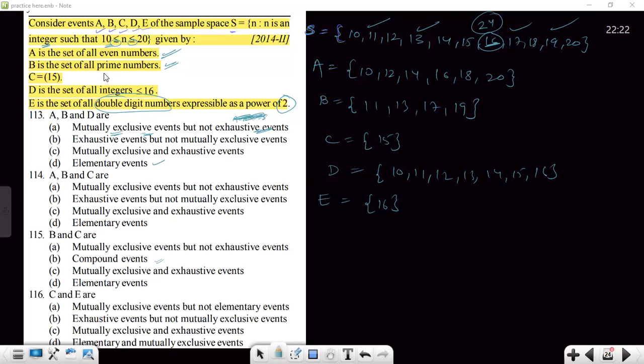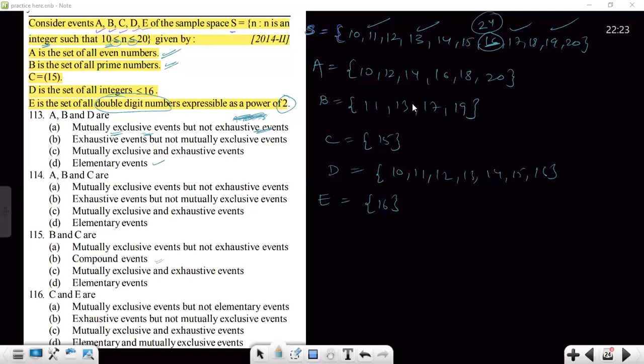In exhaustive events, the union has to become the sample space. And for mutually exclusive, their intersection has to be empty. Then they can be said to be mutually exclusive. Okay, let me solve the first question for you. ABD, we are talking about ABD. Let's talk about the common elements in ABD.